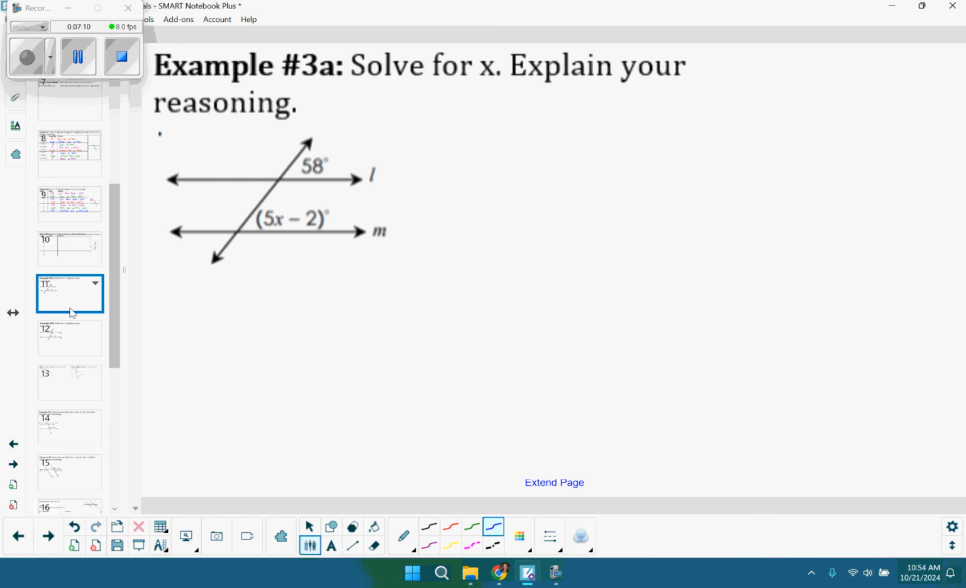Example 3a, we're going to solve for x and explain our reasoning. So I usually like to do my explanation first because that tells me how I'm going to set up my problem. So 58 degrees and the 5x minus 2 degrees are corresponding angles. So I'm using the corresponding angle theorem. And corresponding angles are congruent, so I'm going to set 5x minus 2 equal to 58.